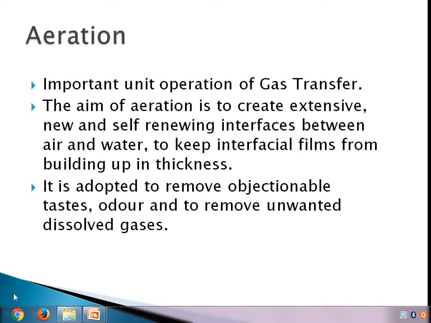This is the new topic related to our flow sheet, that is water treatment process. In the previous lecture, we have discussed in detail the flow sheet of the water treatment process, and the various components and their uses regarding the water treatment process.